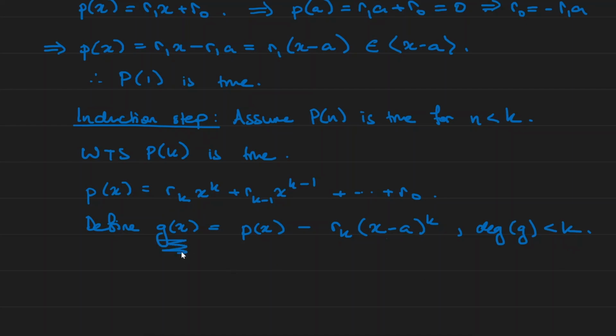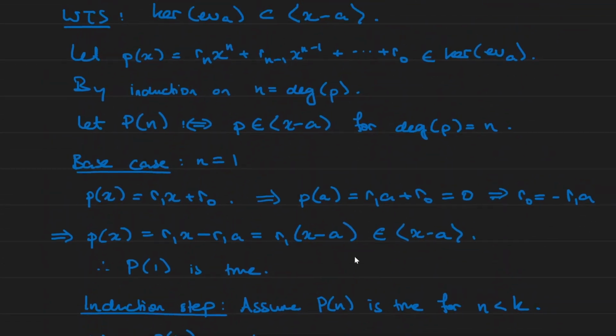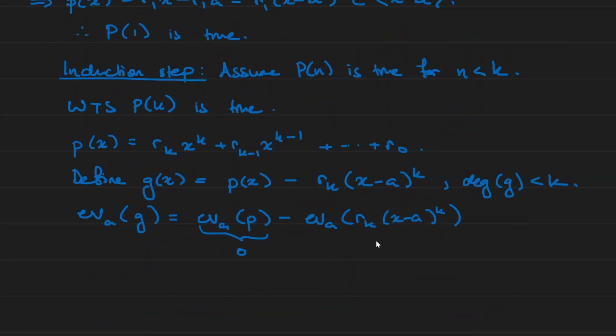And let's take a look at the evaluation of g. So the evaluation homomorphism at a of the polynomial g. We can split this up across this difference because EV_a is a homomorphism. So this is EV_a of p minus EV_a of r_k (x minus a) raised to the k. But notice EV_a of p is equal to 0 by assumption. We assumed it up above, so we let p be inside of this kernel. And also, if you apply the evaluation homomorphism on this second part, that's also going to give you 0, quite clearly because of this x minus a factor. And overall, the evaluation homomorphism applied to g is going to give you 0.